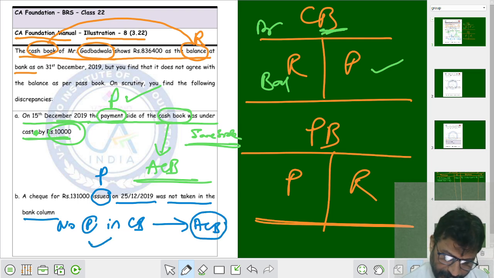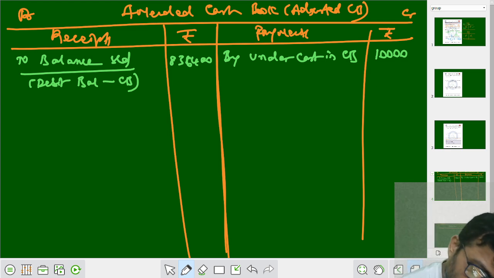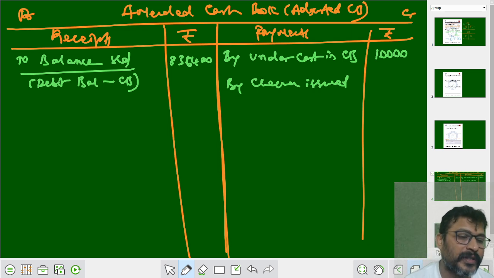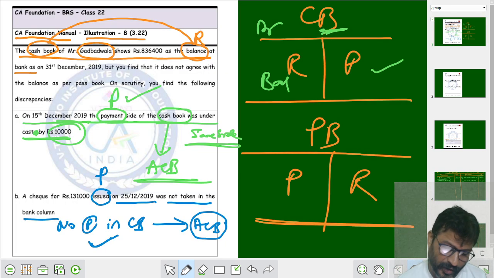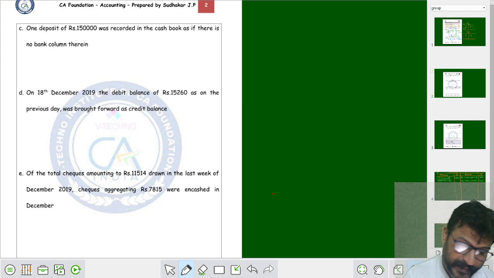What side we have to take? We have to take it in payment side only. So in ACB, we have to write what? We have to write checks issued, not recorded in payment side of cash book, bank column of the cash book. It is how much? 1,31,000. See, is it correct or not? Yes, it is 1,31,000. I hope you people are understanding, right? Let me move on to the next concept, my dear kids.